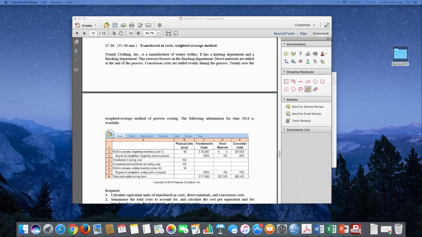All right, before we look at the conceptual questions, we're going to take a look at number 26, which looks at the issue of transferred in cost. As I said the other day, I'm only going to test you in terms of being able to transfer in cost with weighted average.